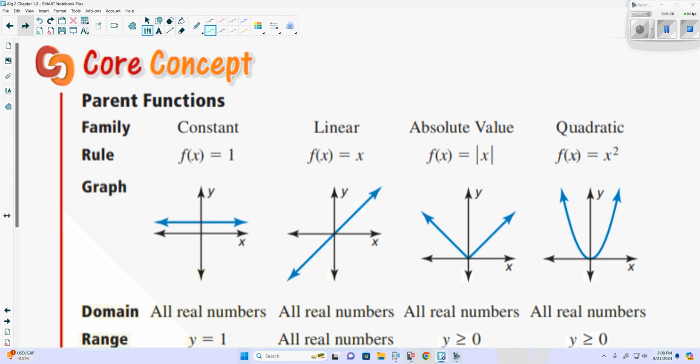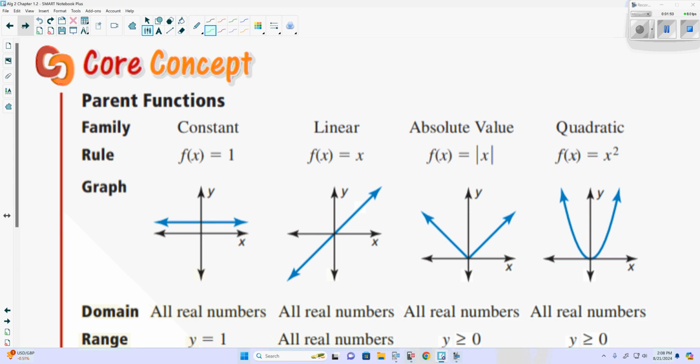Now, these are the parent functions. The reason we call them the parent functions is because all the other functions, other linear, quadratic, and absolute values, come from these. They're all going to look the same. These are just the most basic versions of those functions. Okay? Questions on this so far?